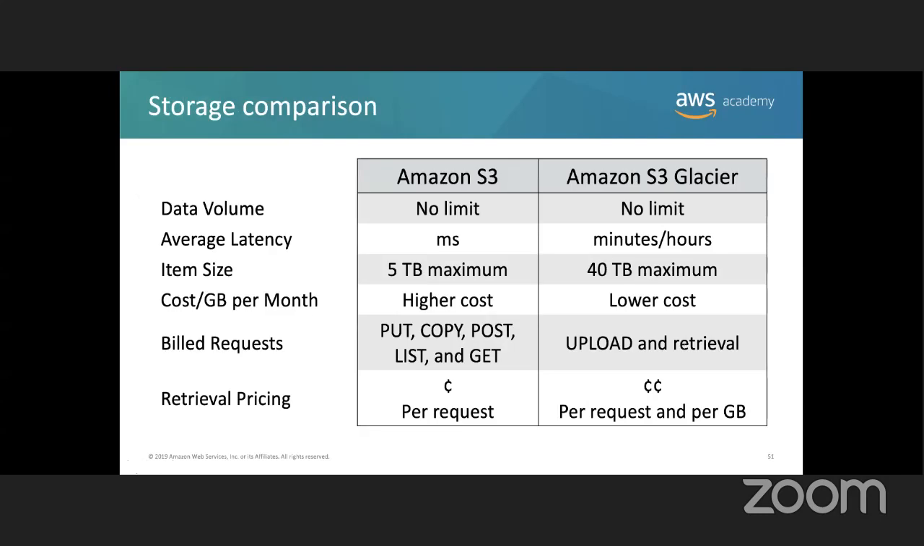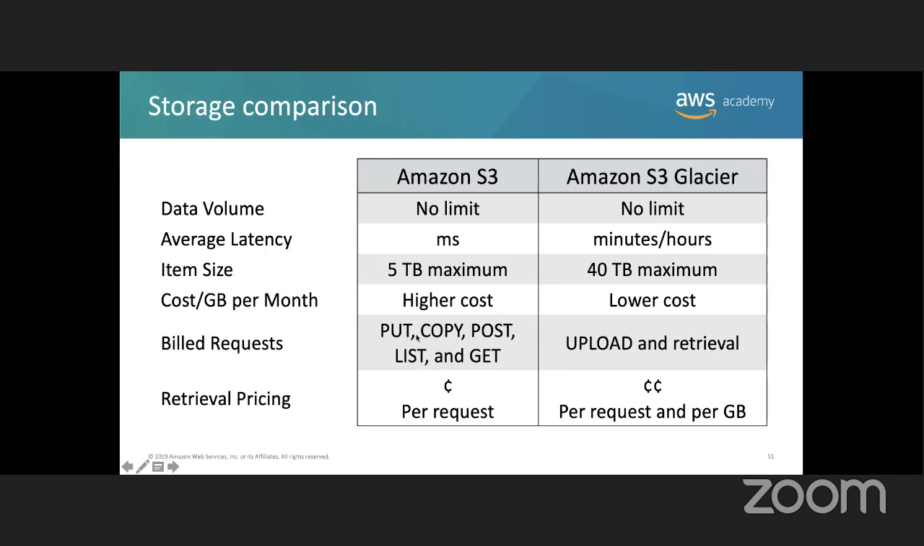Storage comparison. Data volume: no limit for S3 and S3 Glacier. There's no limit, it's unlimited. Average latency: milliseconds for S3, and for Glacier it takes minutes and hours. Remember, S3 is given to you immediately. For this one, expedited is 1 to 5 minutes, standard is 3 to 5 hours, and bulk is 5 to 12 hours. Don't forget that, right? Item size per object is 5 terabytes maximum for S3, and 40 terabytes maximum for S3 Glacier, right? This one has the higher cost, because it's going to be given to you immediately, right? So that's why it's more expensive. This one takes more time, right?